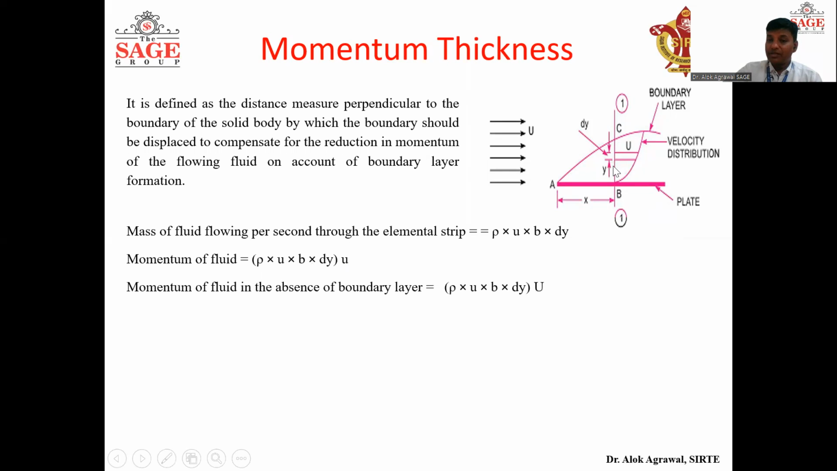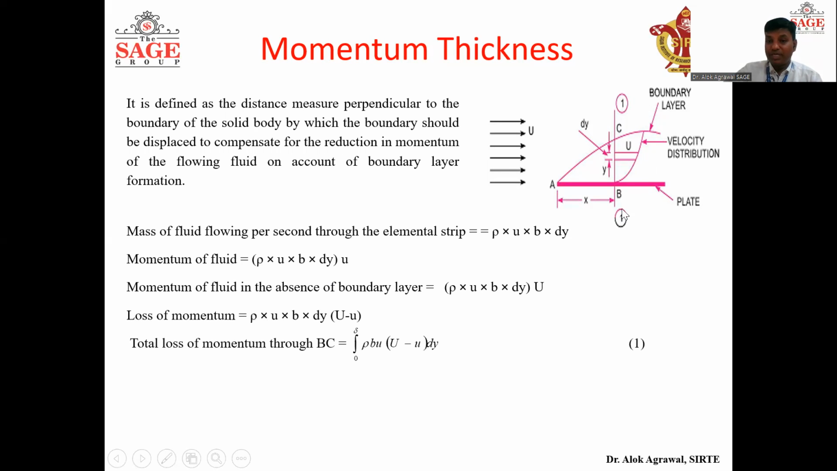Similarly, in the absence of the plate, what will be the momentum of the fluid passing through this strip? This small u will be replaced by capital U, because if the plate is not present, the velocity of fluid through this strip will become capital U. So what will be the loss of momentum? Loss of momentum will be higher momentum minus lower momentum. Here capital U is greater than small u, so this momentum will be high and this momentum will be low. So this will be the loss of momentum.